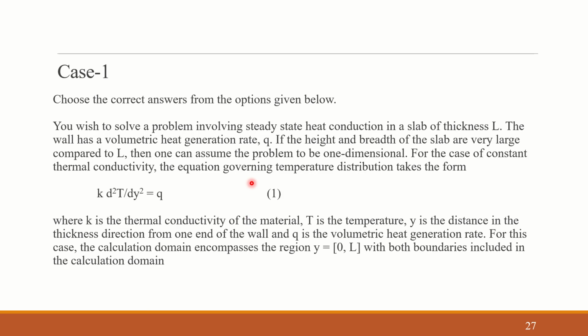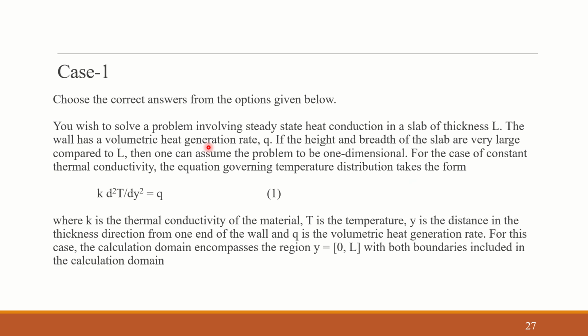Okay, first let us list down all the things given in the problem. The first thing is that we are solving a steady state heat conduction problem. It is important: steady state heat conduction in a slab of thickness L. The volumetric heat generation rate is Q. If height and breadth of the slab are very large compared to L, one can assume the problem to be one-dimensional. So slab thickness is very small compared to that, and we are assuming the height is very large. So we are assuming a one-dimensional problem, and thermal conductivity here is taken constant.